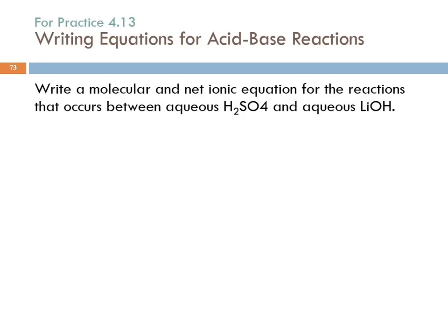So let's practice here. Let's write a molecular and a net ionic equation for the reactions that occur between aqueous H2SO4 and aqueous LiOH, lithium hydroxide. That's supposed to be a subscript, not a plus, it's a 4. Okay, so first thing is we have to write down the reactants. H2SO4, and that's going to be aqueous because it says so. And lithium hydroxide is aqueous.